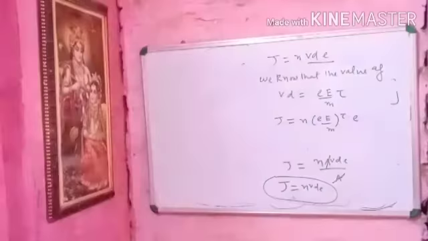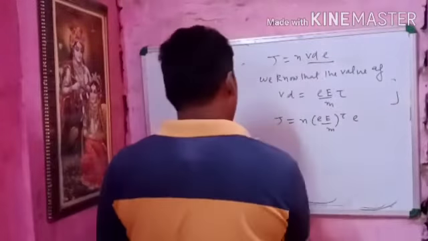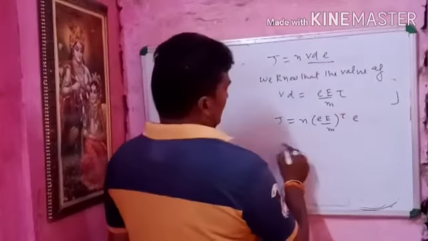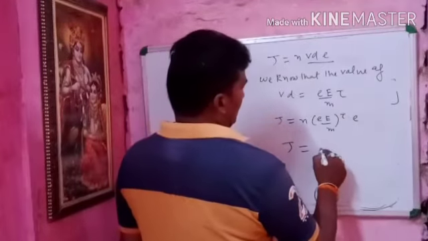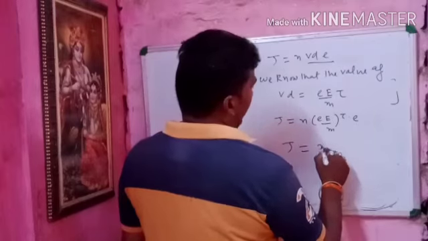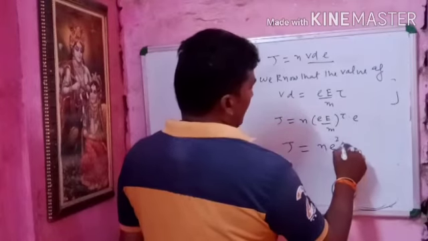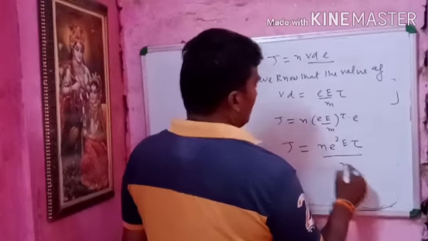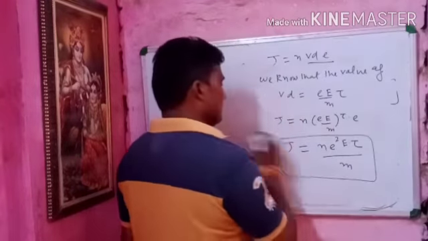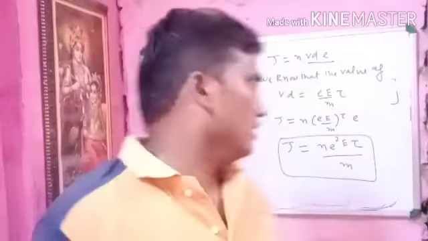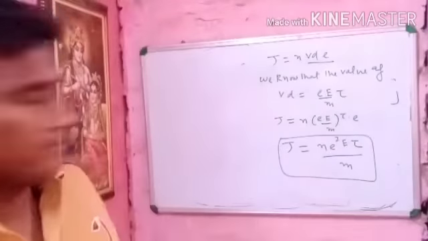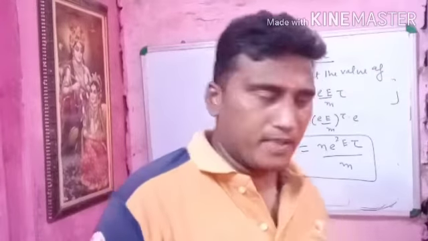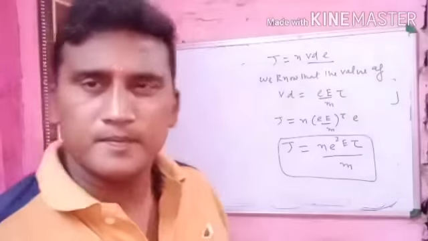Then the component is stabilized, J is equal to N e square E, electric field E, into relaxation time tau, upon mass m. We identify the current density in terms of electric field, relaxation time and number of transforming charge particles in this relation.